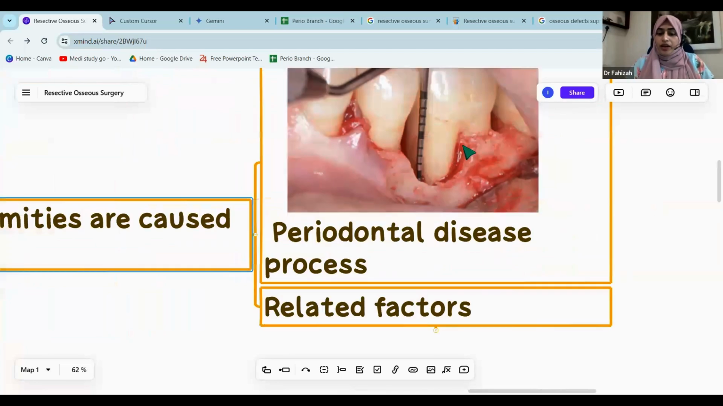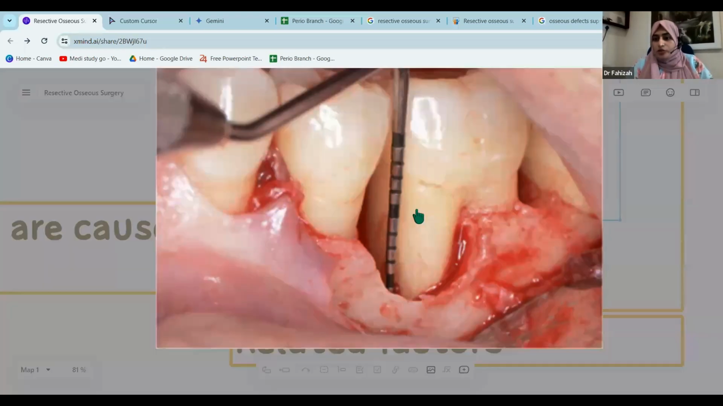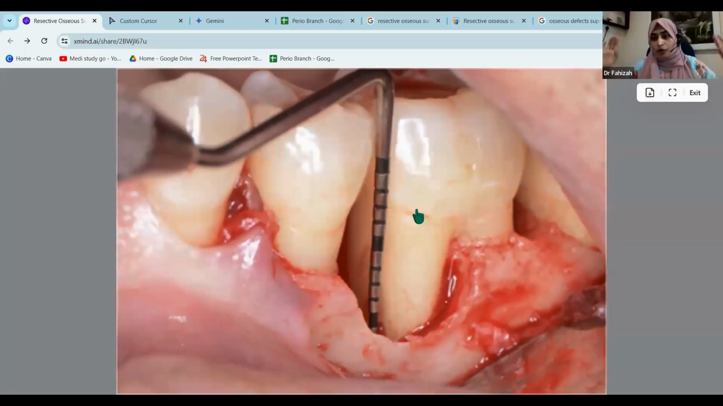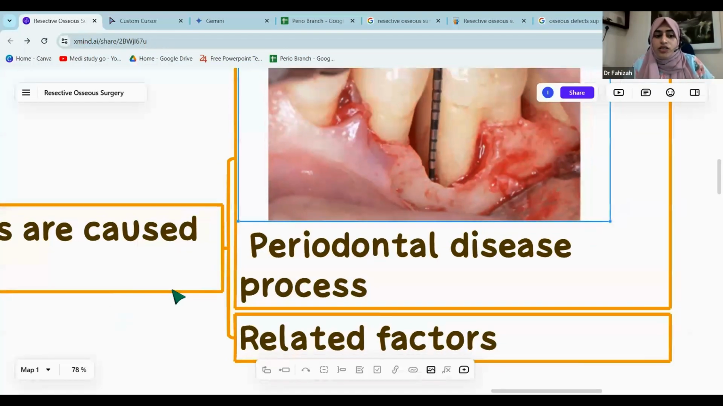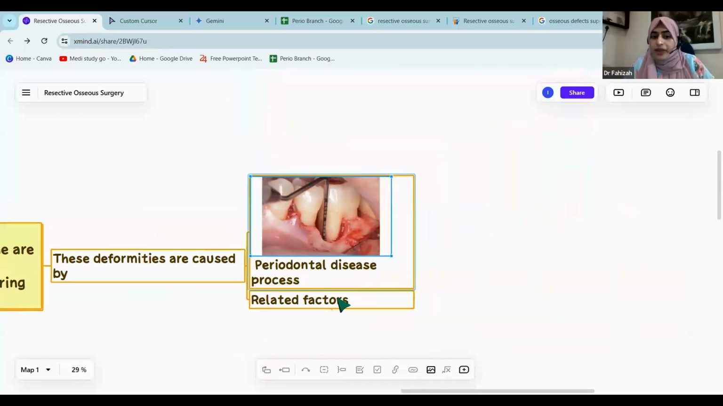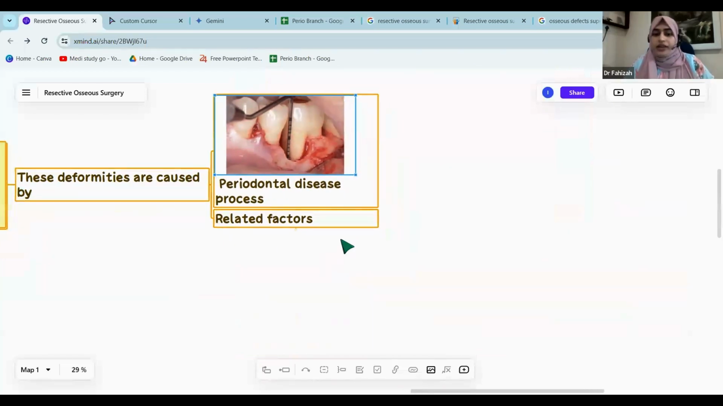Okay. Can you see over here? So periodontal pathogenesis, how it happens, everything I'm not going to explain here, but the general idea, there's accumulation of bacteria, calculus, everything happens here. Then there is a breach in the junctional epithelium, it goes inside. Then there are bony defects happening. So this is a vertical defect, can you see over here? So this is one of the osseous defects. So one of the major causes of these deformities is periodontal disease. What are the other related factors?